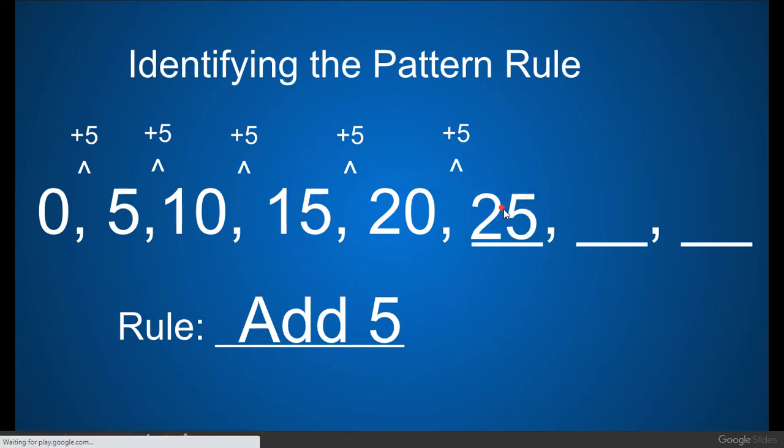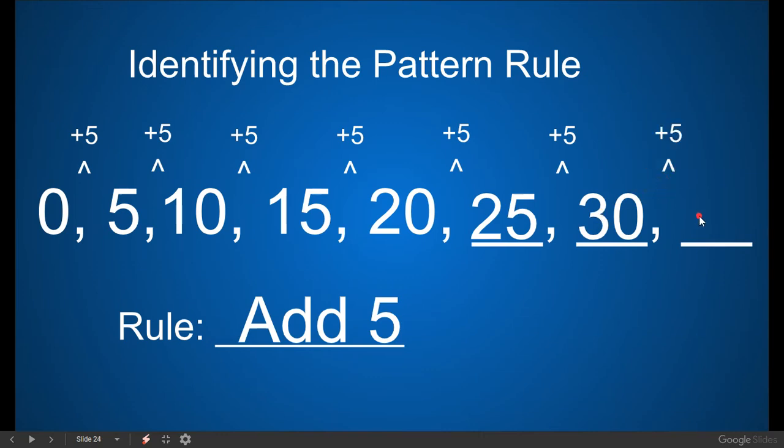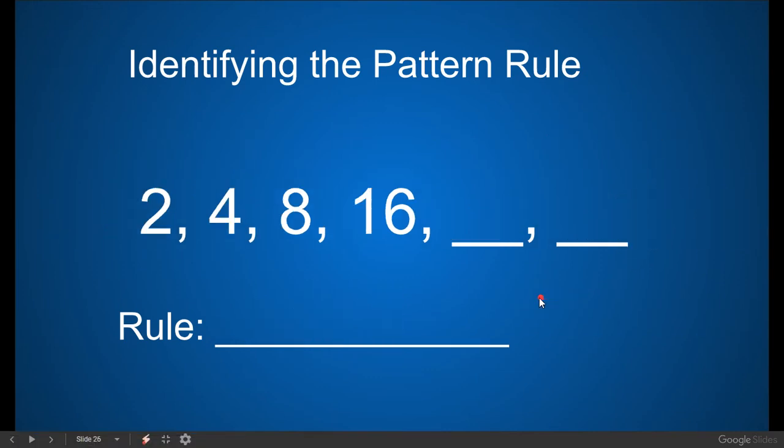20 plus 5 will be 25. 25 plus 5 will be 30. 30 plus 5 will be 35. And on to the next one. This pattern here, I have 2, 4, 8, 16, something, something. Now with this pattern, I notice once again my numbers are getting bigger, so it needs to either be addition or multiplication. But I want to be careful. So to go from 2 to 4, that is plus 2. But if I go over here to 4 to 8, that is no longer plus 2. Because if I add 2 onto 4, it's going to give me 6, not 8.